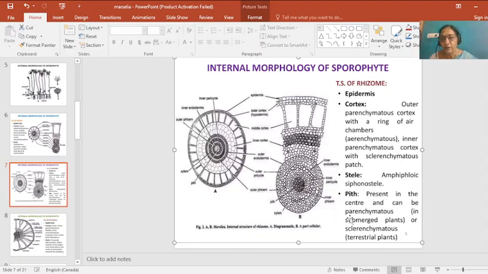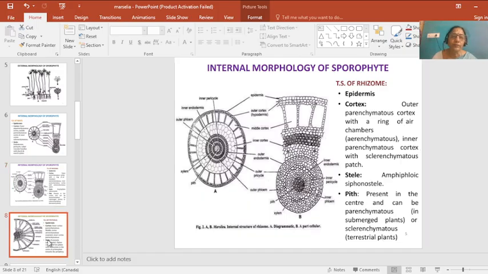So such a kind of stele we call the amphiphloic siphonostele, and the pith is present in the center and can be parenchymatous in the case of aquatic plants or sclerenchymatous in the case of terrestrial plants.